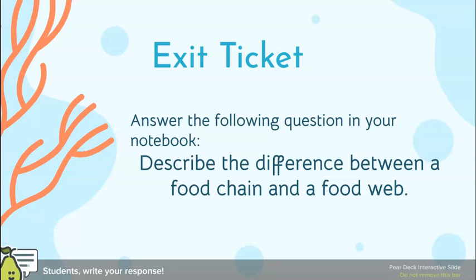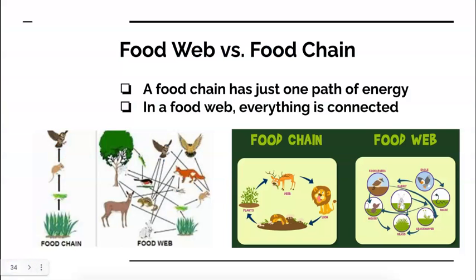Okay, so let's go ahead and describe the difference between a food chain and a food web now. So we know that a food chain is just one path of energy, and in a food web, everything is connected. So in a food web, there can be multiple food chains taking place. A food web is generally more complicated and more intricate than just one single food chain.